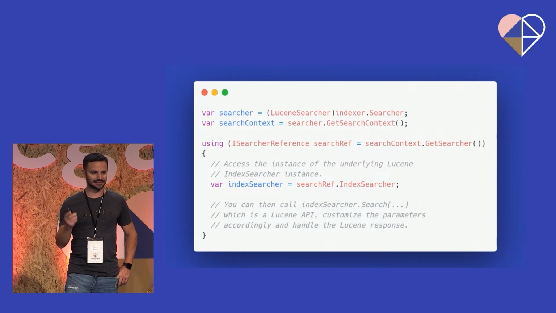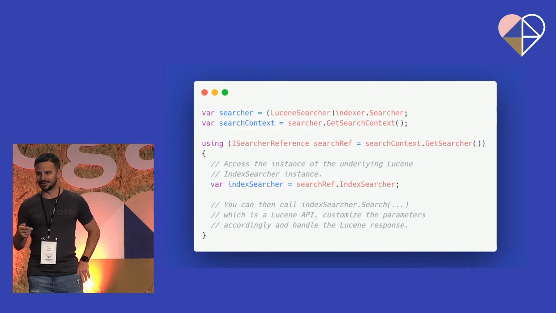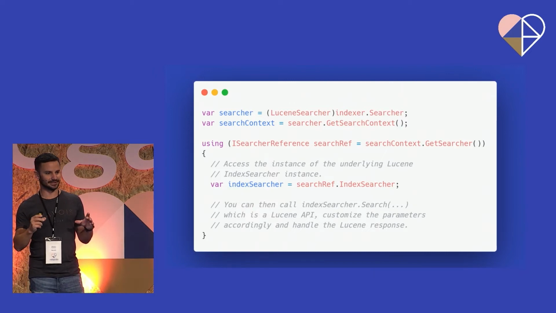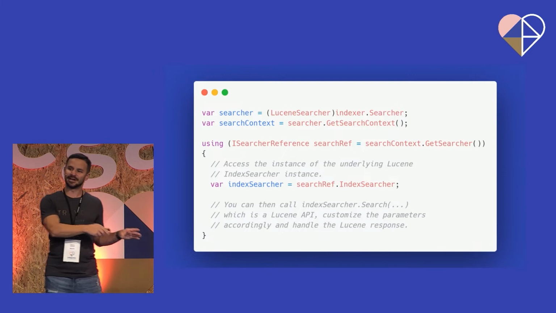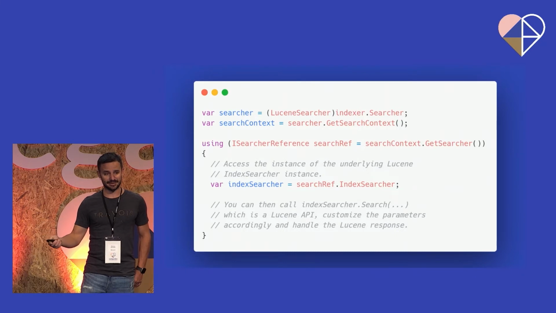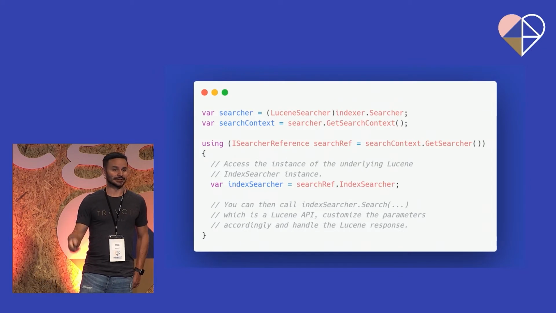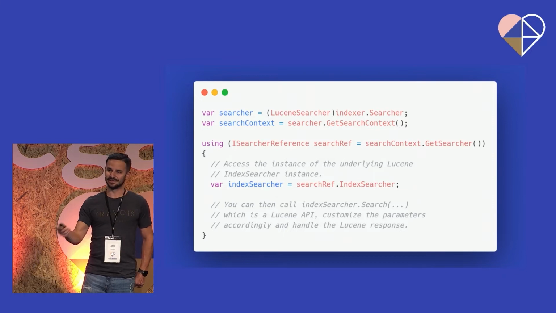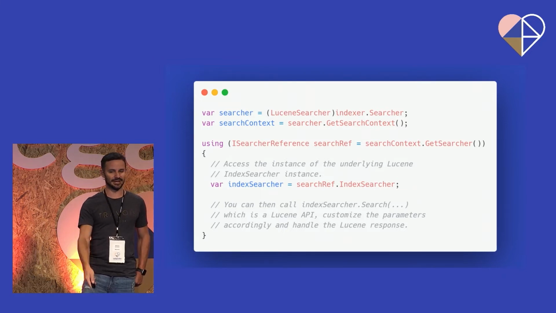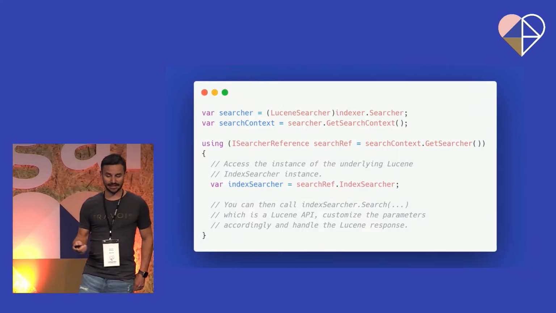So we get a search context. We've got to wrap this in a using clause, because if you don't, you're going to get memory leaks. But once you do that, then you get an actual Lucene index searcher reference. This is now in the Lucene APIs, and with that, you can do whatever you want. You just have to know the Lucene APIs. But as I said, there's 450,000 lines of code, so there's a lot of API stuff that you might need to know there. But this is how you would do it. And if you did search using the Lucene APIs, you get Lucene search results back, not Examine. And you're going to have to deal with that on your own.